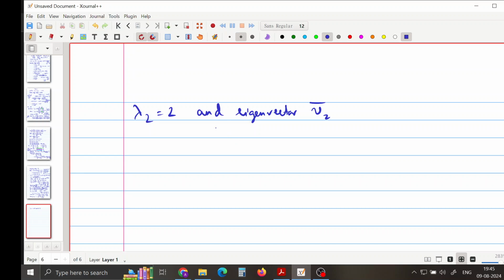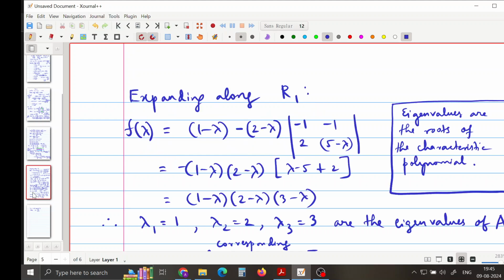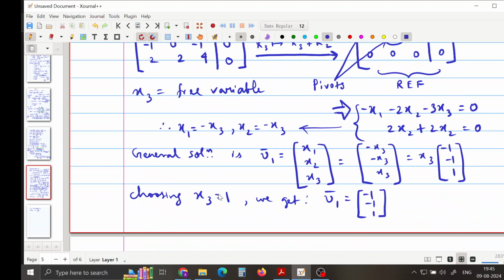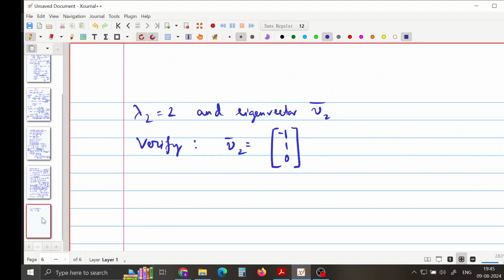And similarly, if you just verify, I'm not writing the steps. You follow basically the same procedure. v2 equals minus 1, 1, 0. Again, you'll end up with a free variable, and like previous time, I have chosen the free variable to be 1. It depends on your choice. This eigenvector is not unique, right? It depends on the choice of the variable.